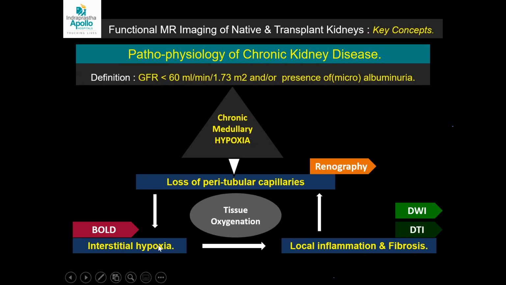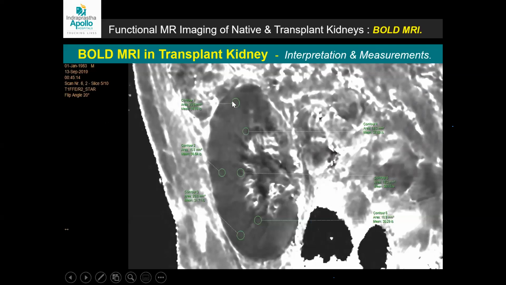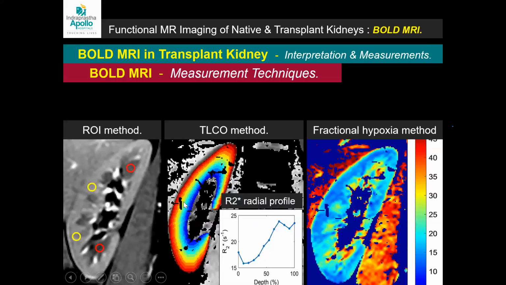There is interstitial hypoxia, which can be detected with BOLD MRI. And then there is local inflammation and fibrosis, which can be detected with diffusion-weighted imaging or diffusion tensor imaging. So these are the BOLD MR images, which help in the exact quantification of the oxygen levels at a particular site in the medulla, at a particular site in the cortex, and this is how it can be color coded to decide what is the degree of CKD.